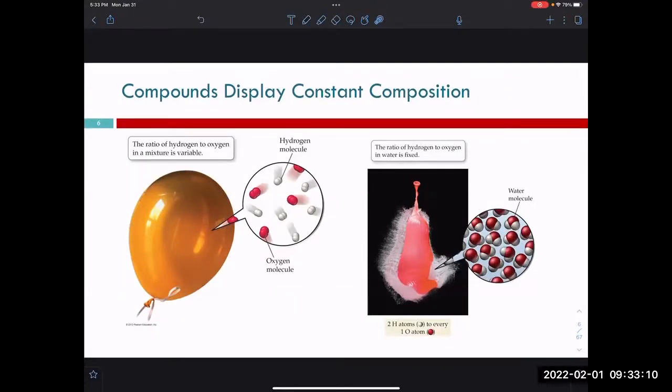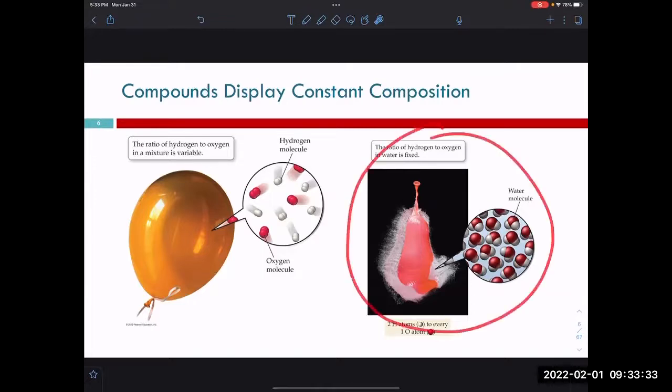One example being the ratio of hydrogen to oxygen in a mixture, like in a balloon, is going to vary. If you use a pump, like a bike pump, to blow up a balloon or a raft, it's going to have a lot more oxygen than if you use your breath. But it's still going to fill it up. It's still a mixture, but the proportions don't matter.